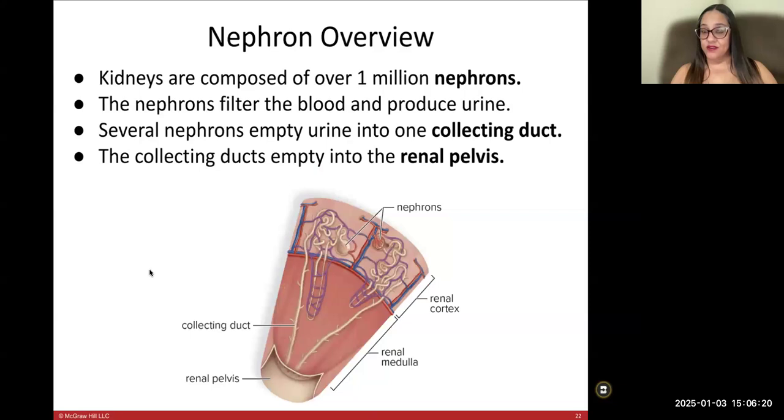So nephrons are the actual individual functional units of the kidney. Kidneys are composed of over 1 million nephrons. The nephrons filter the blood and produce urine. Several nephrons empty urine into one collecting duct, and then the collecting ducts empty into that renal pelvis for the urine to move on. And you can see from the picture, part of the nephron lies in the renal cortex, and there is part of a nephron that dips into the renal medulla.